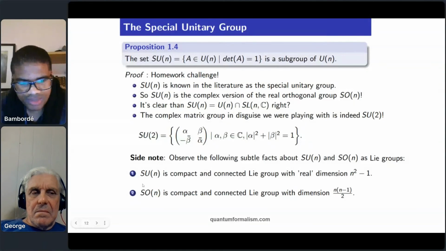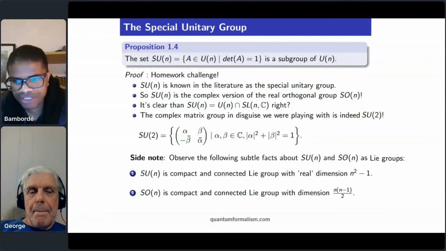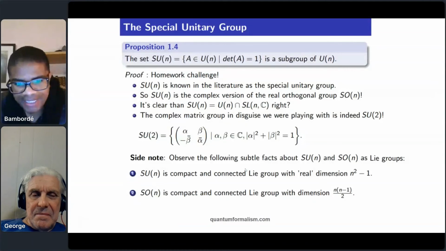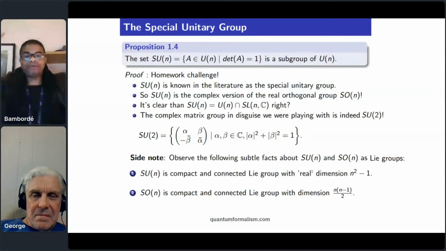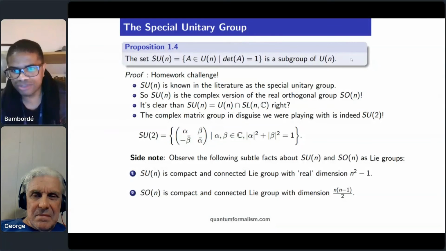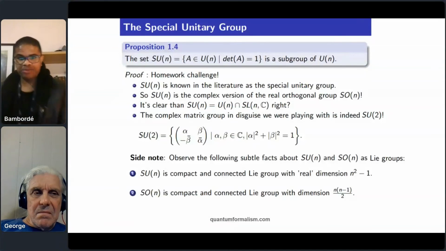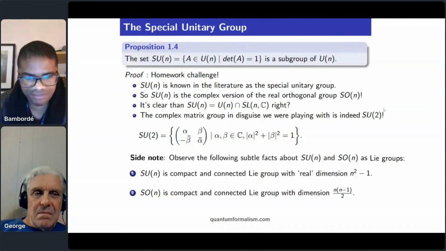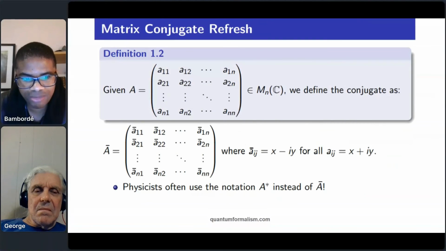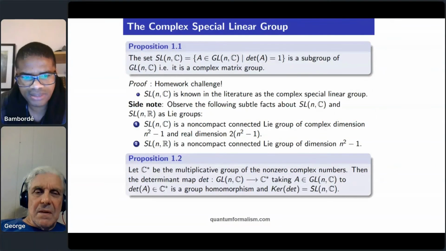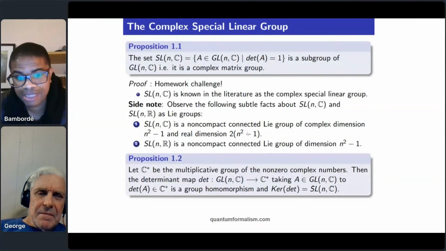So SUN, let's see how it compares to SON. SUN is a compact and connected Lie group with real dimension n squared minus 1. I haven't mentioned complex dimension. You remember with the special linear group, there is a complex dimension, I believe. Let's go back to it. So this is another one where we are only talking about real dimension. On bullet point 1, its complex dimension is this, and its real dimension is this.